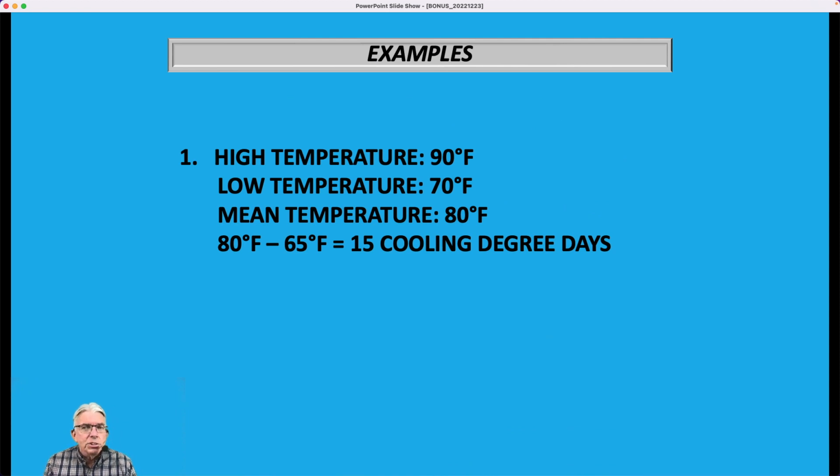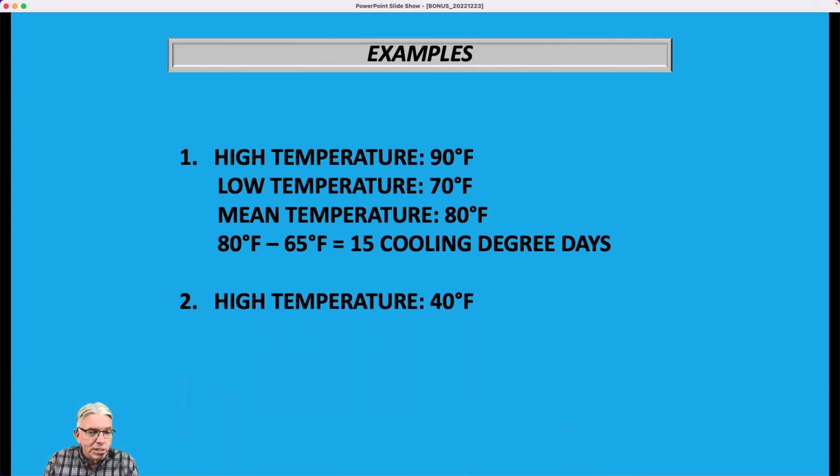And again, energy companies have a scale where they can look at these numbers and say, over the course of a week or a season, if we have this many degree days, this is how much energy is likely to be consumed, or this is how much energy is going to be needed. So they know how to interpret these numbers. I'm just giving you the formula as to how to compute it.